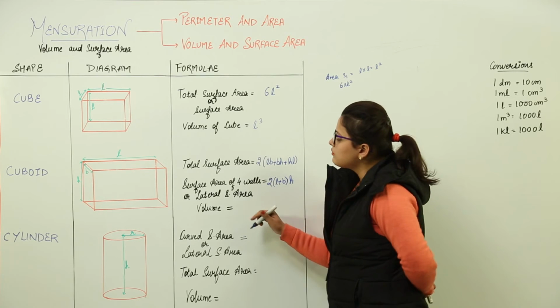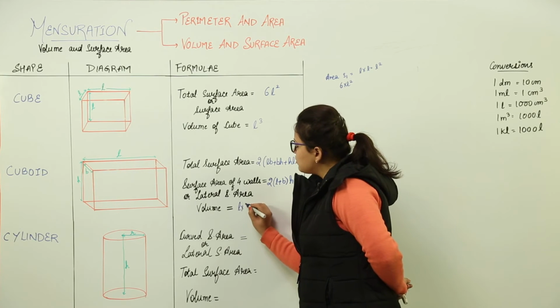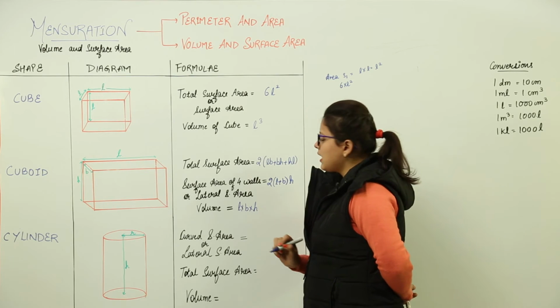Similarly, next we have volume. The volume of a cuboid is equal to length into breadth into height.